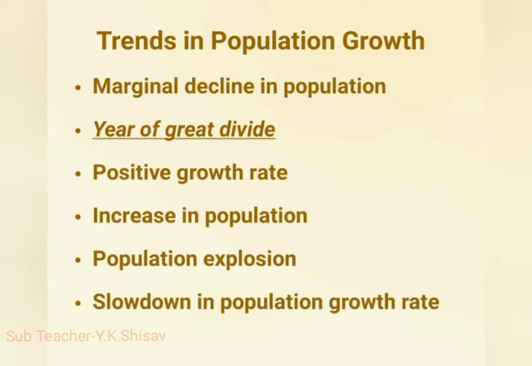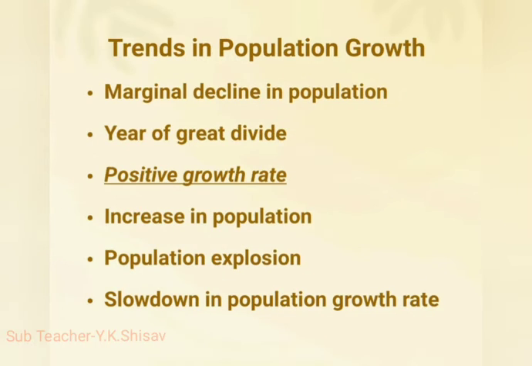Then the second point is the Year of Great Divide. The decadal growth of population was negative during the period 1911 to 1921. After 1921, there was a continuous increase in population. Hence, the Census Commissioner of India designated the year 1921 as the Year of Great Divide.